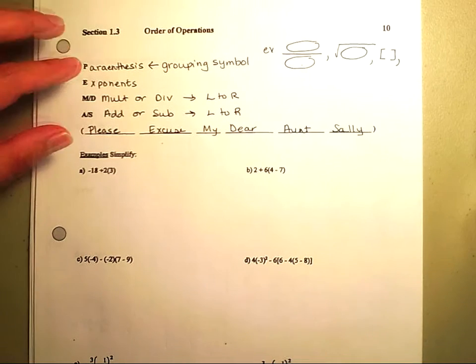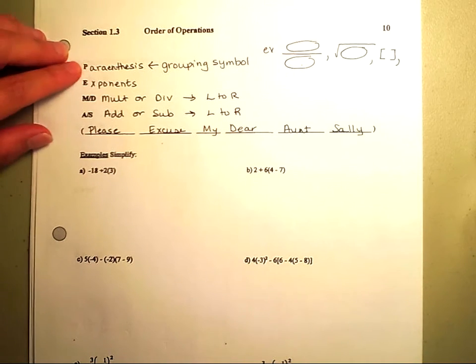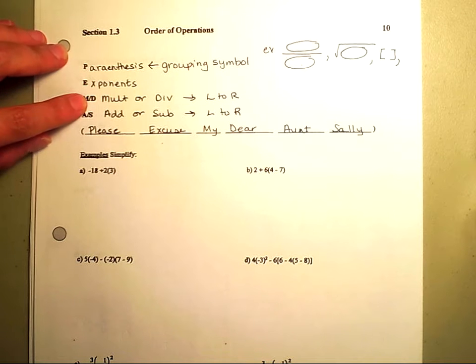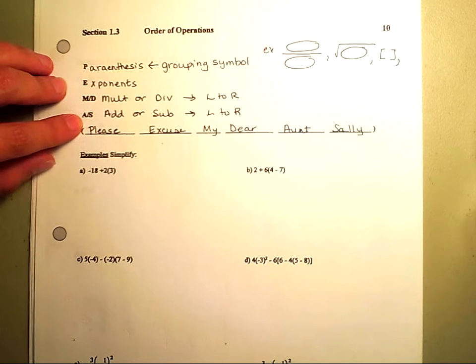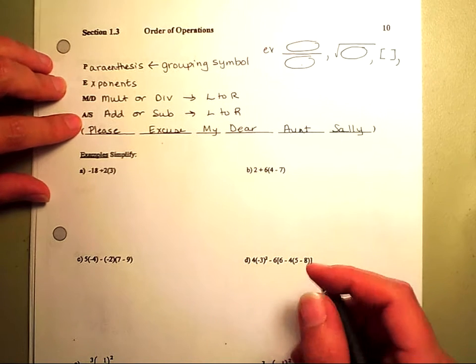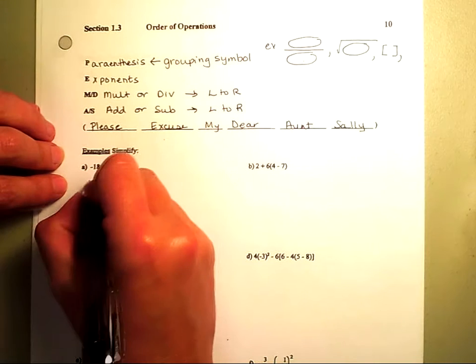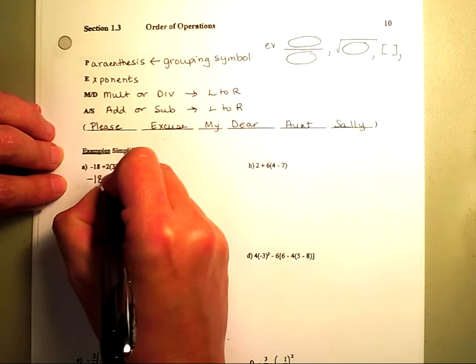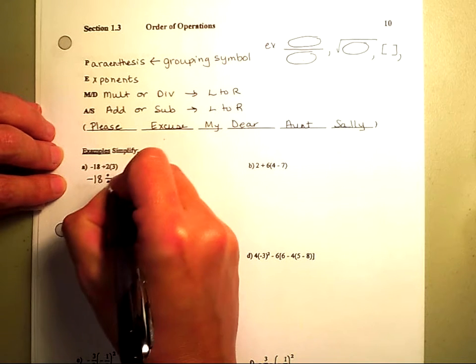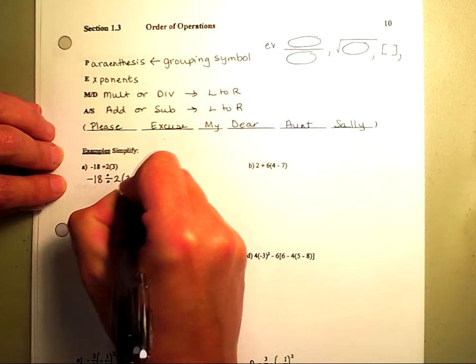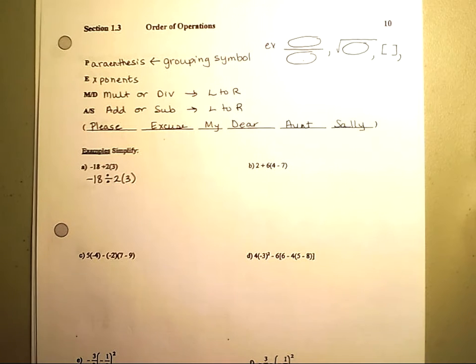But in general, we do not work left to right. We start parentheses, then exponents, then multiplication and division, then addition or subtraction. Okay. So let me rewrite this so we can all see. This is negative 18 divided by 2 times 3. So let's work the order of operations.